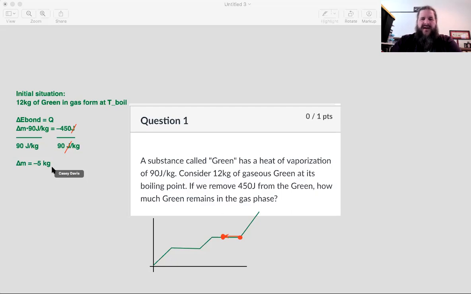So how much gas is left? Right, 12 kilograms that we started with plus negative 5 kilograms that we lose. So we have 7 kilograms of gas remaining. The other 5 kilograms have turned into liquid. Any questions on that?